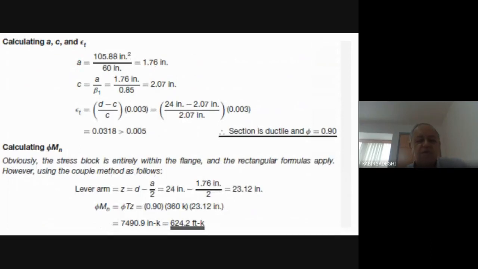Now, for evaluating and finding the value of phi, we should calculate epsilon t. Epsilon t is the strain at the steel level, at the steel. For that, we should calculate A. A here is very simple. This is AC over B.